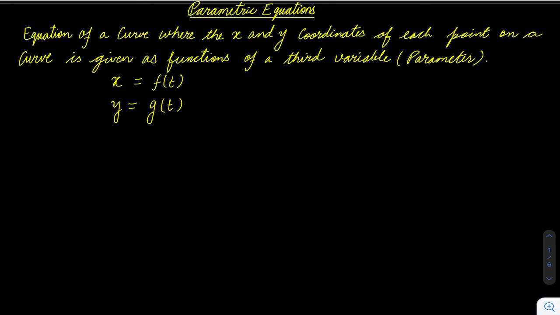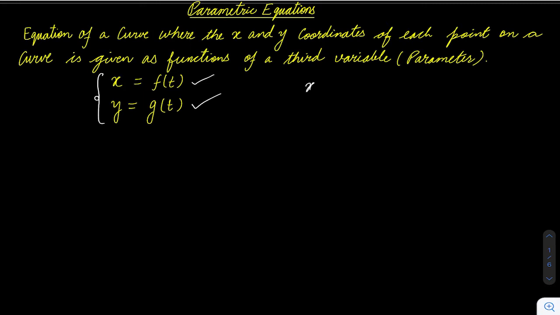So basically what will happen is the x coordinate of the curve will be a function of, let's say, t, and the y coordinate at every point will be a function of, let's say, t, that is g of t. So whenever we are given a curve like this, these curves are known as parametric equations or parametric curves. So let's take an example.